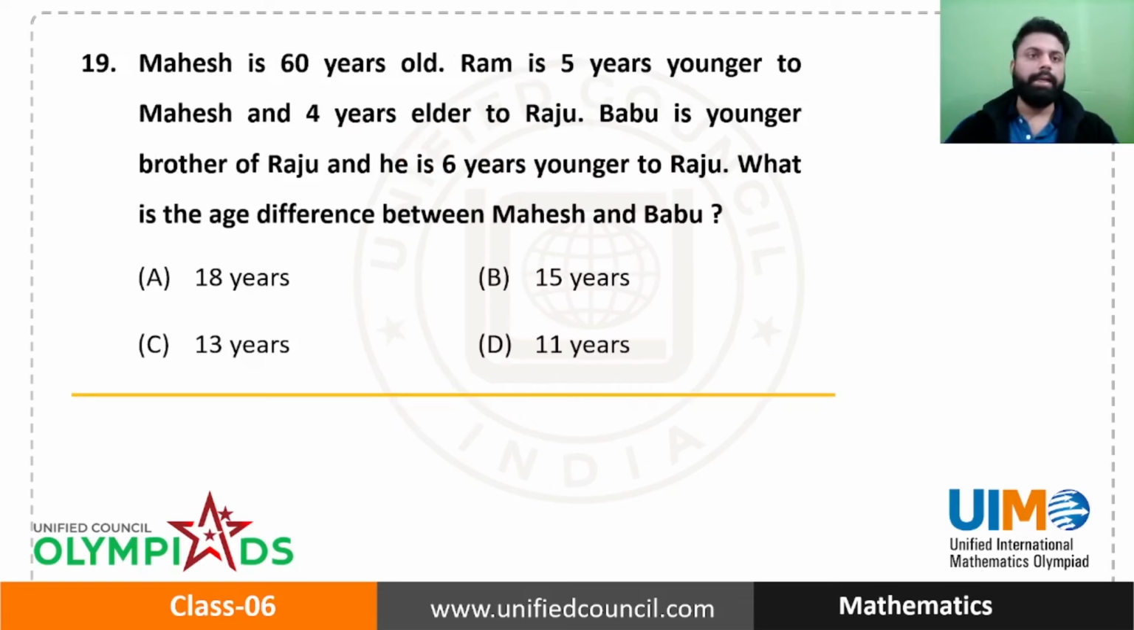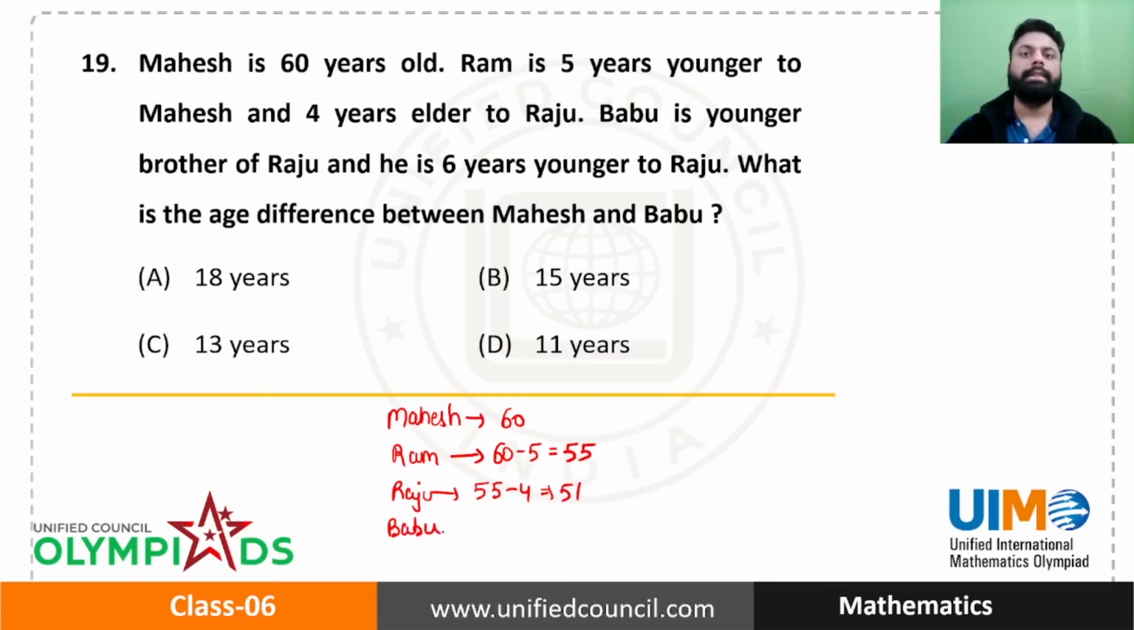Next one. Mahesh is 60 years old. Ram is 5 years younger than Mahesh. That means 60 minus 5, 55. And Ram is 4 years elder to Raju. So that means Raju is 55 minus 4, that is 51.